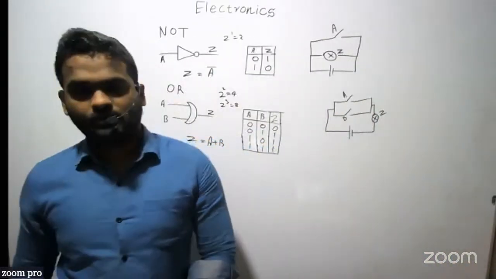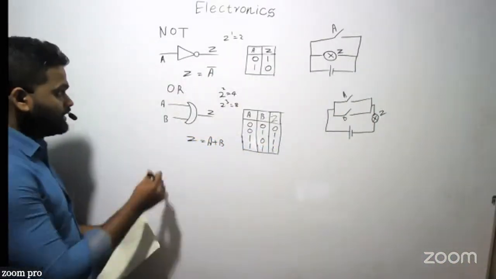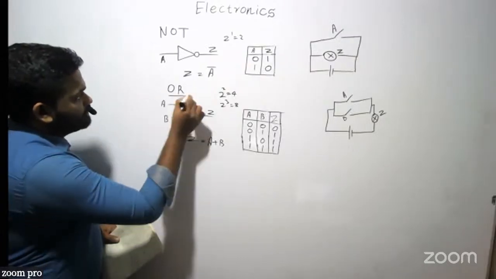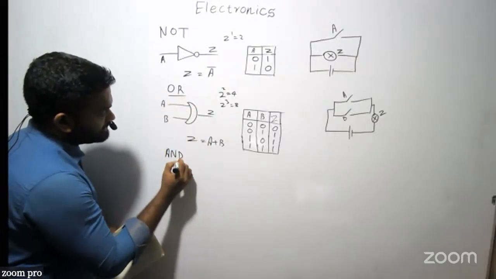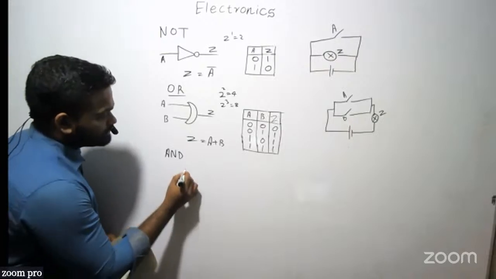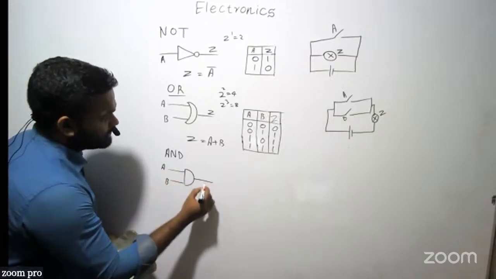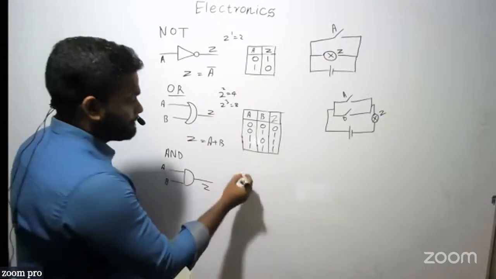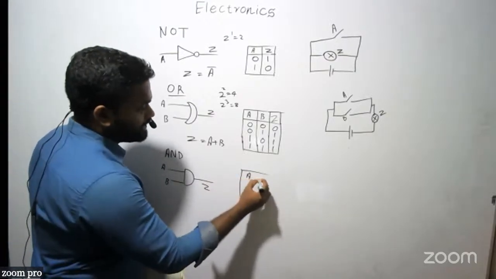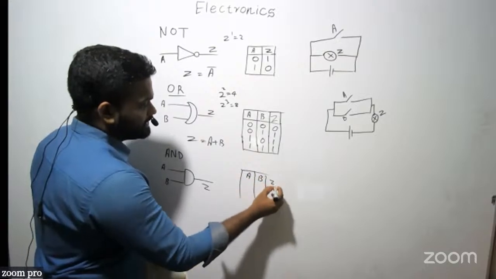Take down notes, right? Then that is the OR gate. Then let's consider the AND gate. So the symbol is this one, right? For the AND gate, inputs A and B, then you get the output, let's say Z.